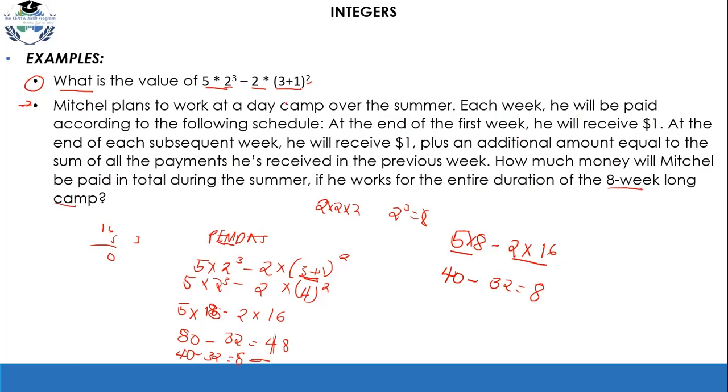Mitchell plans to work at a day camp over the summer. Each week he will be paid according to the following schedule. So this is the schedule. At the end of the first week, he will receive $1. At the end of each subsequent week, meaning the weeks that follow after the first week, he will receive $1 plus an additional amount equal to the sum of all the payments he's received in the previous week. How much money will Mitchell be paid in total during the summer if he works the entire duration of the 8-week long camp?